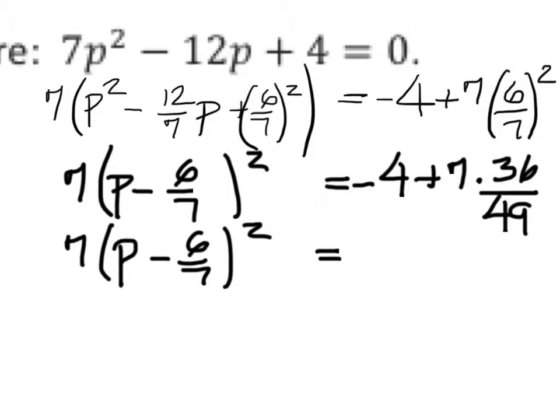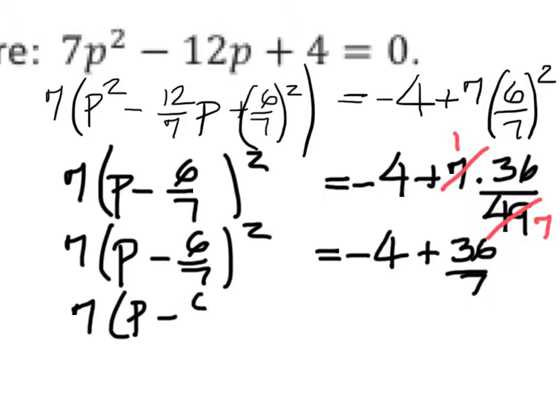So let's go over there and cancel what we can. We have 7 into itself once, into 49 7 times. So we're left with plus 36 over 7. And we can still simplify that some more, just keeping the left the same.